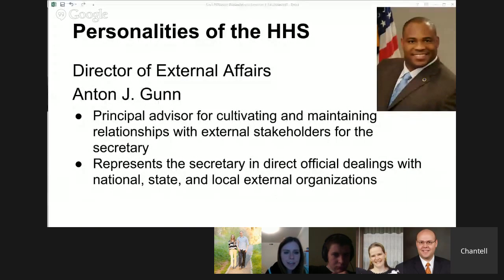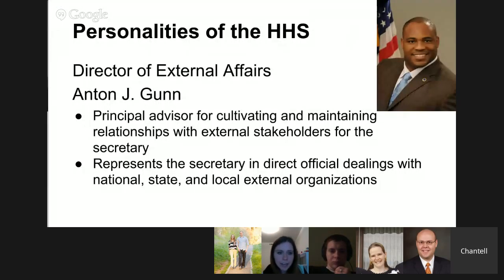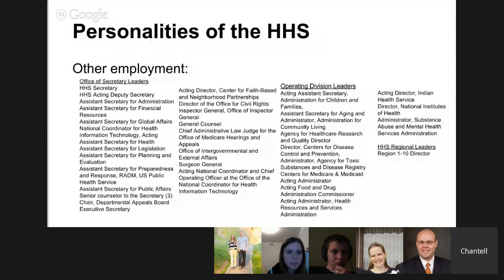Next. One more person that I found really important is the Director of External Affairs, Anton J. Gunn. He is the principal advisor for cultivating and maintaining relationships with external stakeholders for the Secretary, and he also represents the Secretary in direct official dealings with national, state, and local external organizations. One more slide, and that's just a list of all the jobs and offices that are included in the HHS.